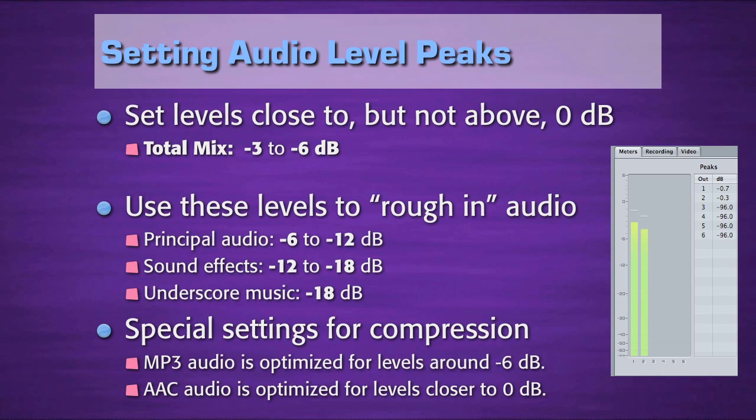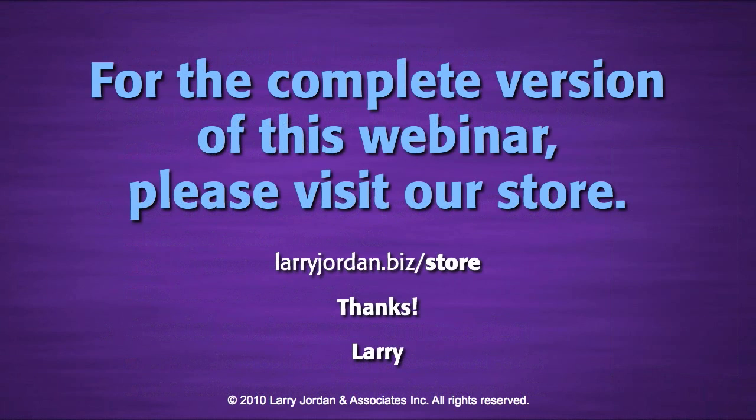As you're editing your audio into your project, you can use these levels to rough in your audio. Set your principal audio from -6 to -12 dB, your sound effects roughly -12 to -18, and music when it's in an underscore capacity should go around -18 dB. Then you use your good ears, your good speakers, and your good common sense, and you adjust the levels of all of your clips until they sound right, keeping in mind that your total mix needs to bounce the meters between -3 and -6.